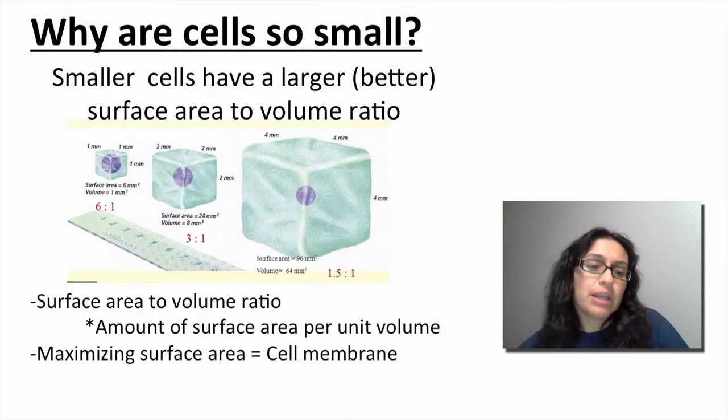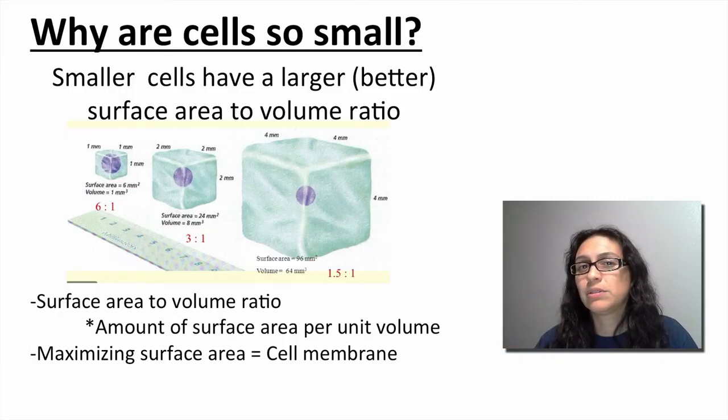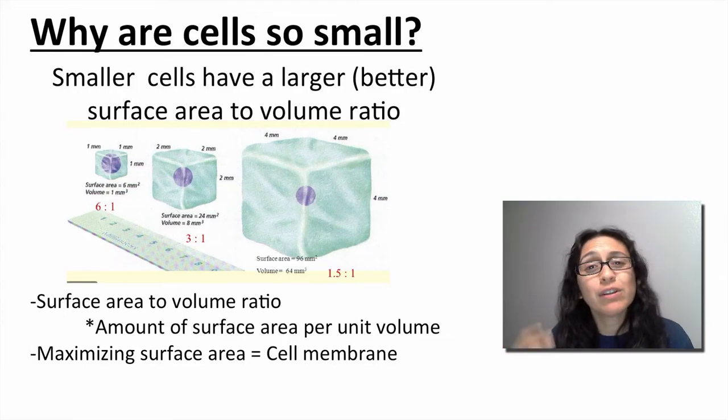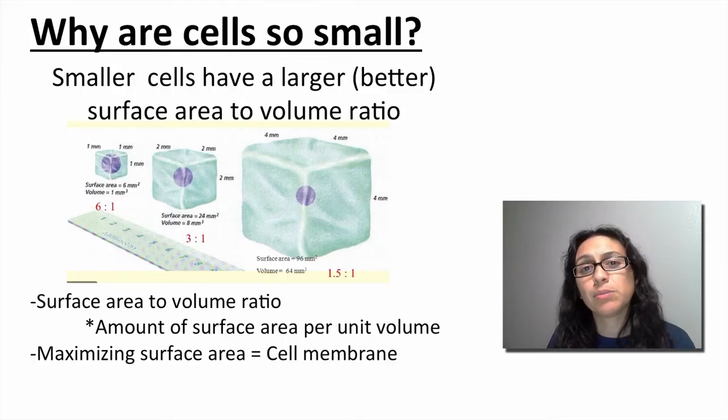If we take a look here, it's all about maximizing the surface area. More surface area equals more cell membrane. Now, if you think about it, what does the cell membrane do? The cell membrane controls what goes in and out of the cell. So if you have a very large surface area, you're creating the maximum amount of space possible for you to exchange materials.